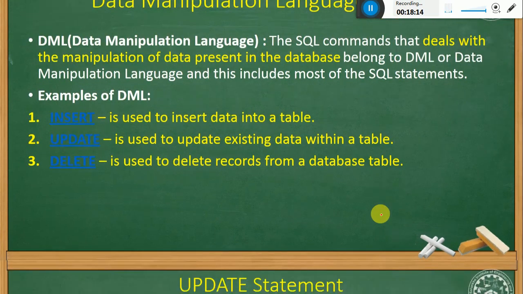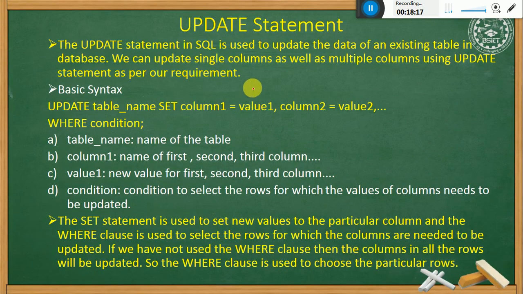Okay, so next, the update statement. The update command is a DML command and it is used to change the existing data in the current row. The update statement in SQL is used to update the data of an existing table in the database. We can update a single column as well as multiple columns at a time.